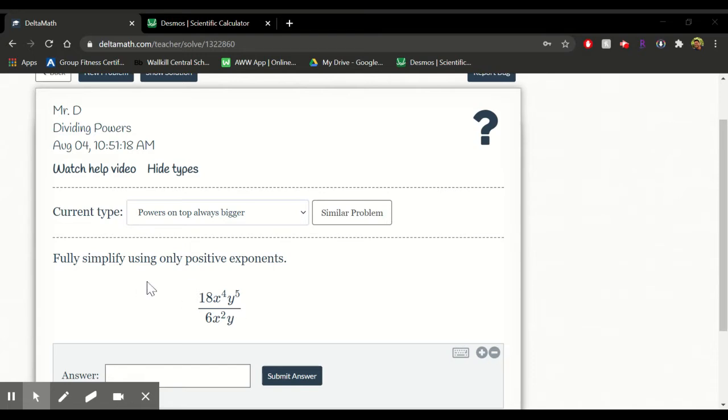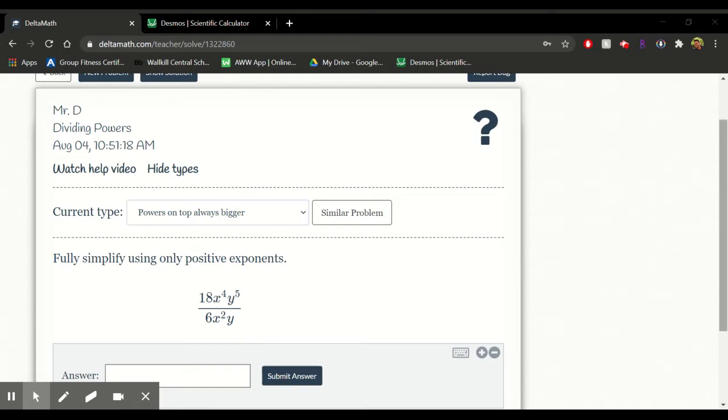So for example, we have this fraction here. Now, some of the problems, you're going to have the powers on top be bigger. So that means the 4 is bigger than the 2. The 5 is bigger than, remember, there's a 1 here. Okay. And then sometimes you're going to have powers on the bottom that are bigger. But let's first look at the powers on top where they're bigger.